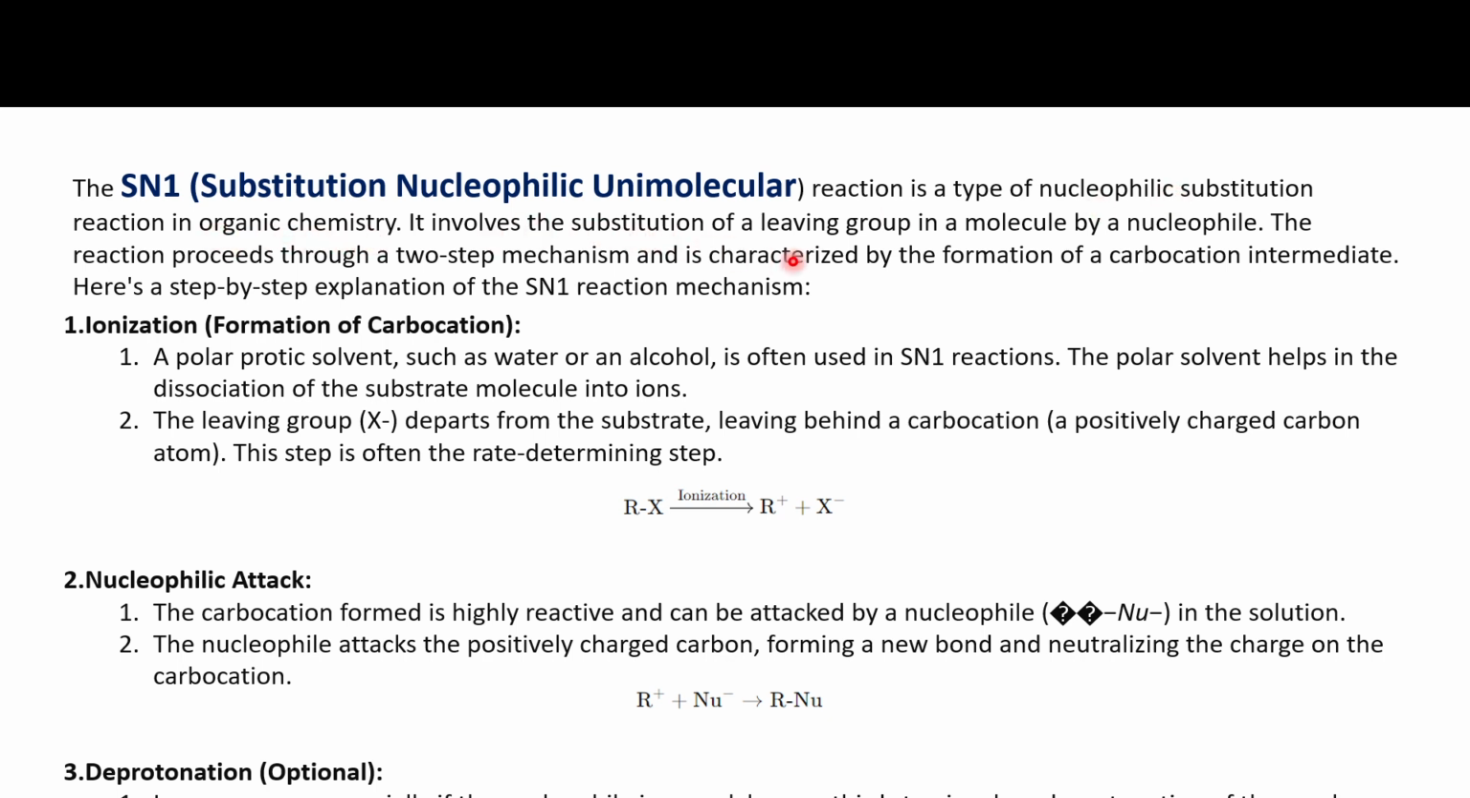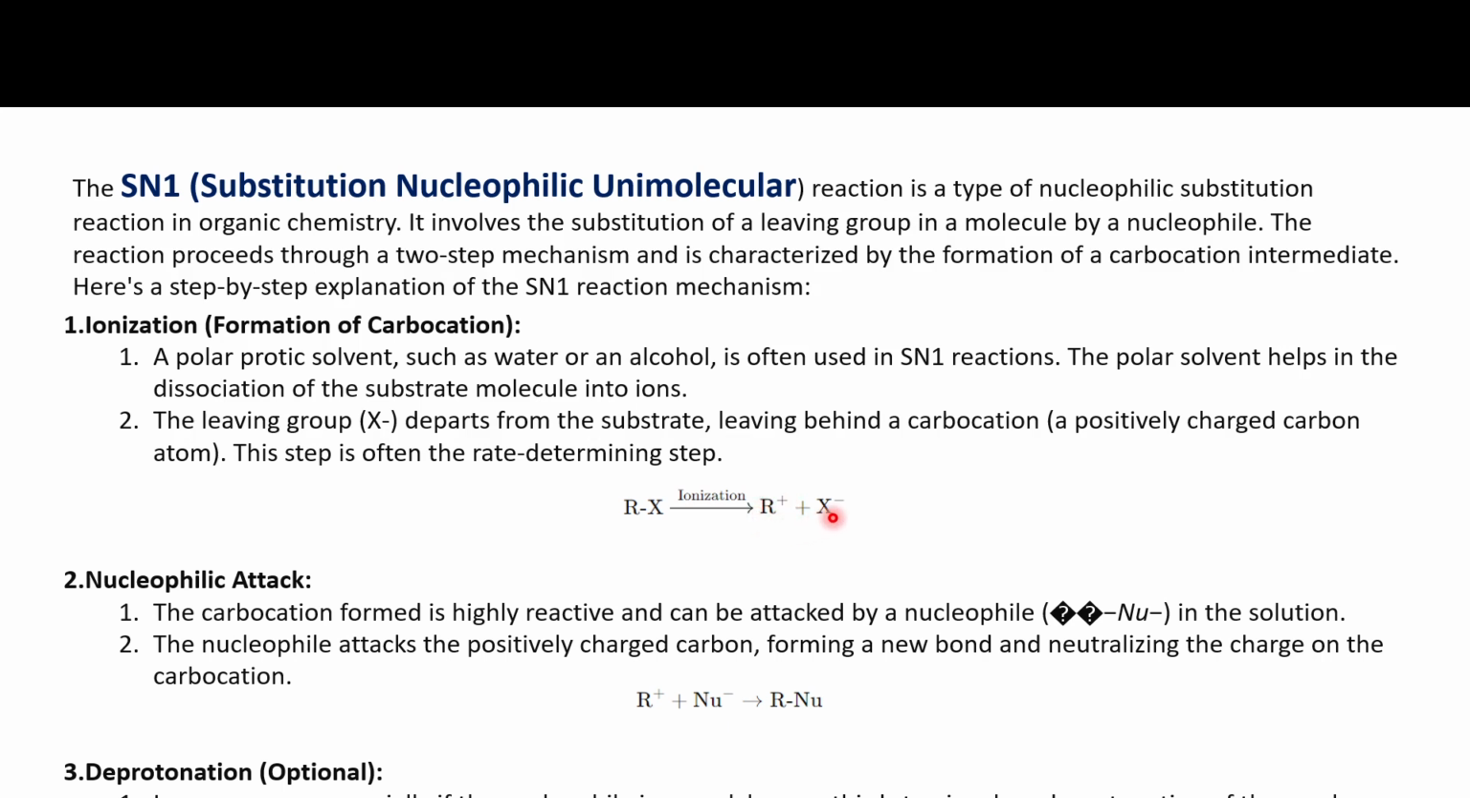SN1 is a type of nucleophilic substitution reaction in organic chemistry. It involves substitution of a leaving group in a molecule by a nucleophile. The reaction proceeds through a two-step mechanism. One step is the formation of a carbocation intermediate, and the next step is the nucleophile attack. The first step, ionization or formation of the carbocation, is the rate determining step of SN1 reactions.